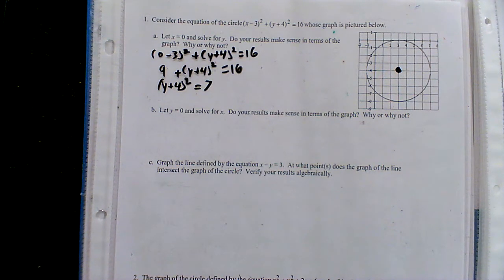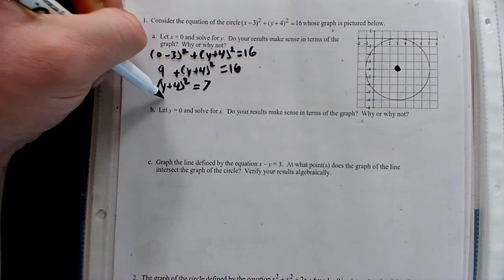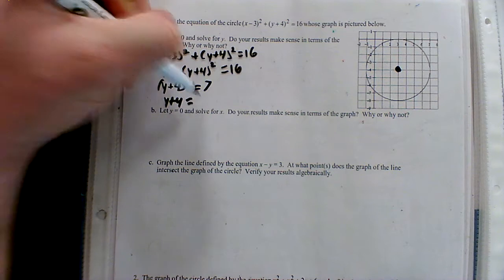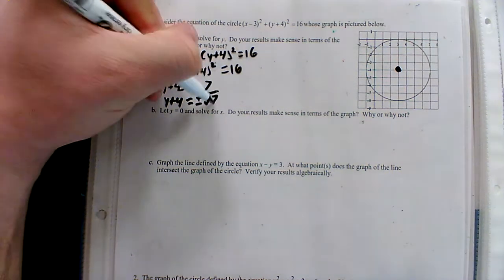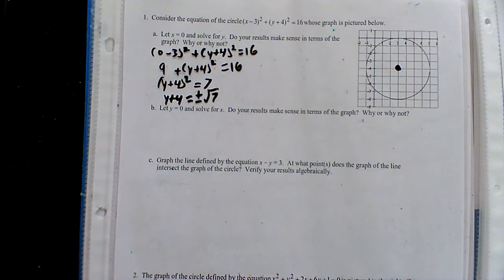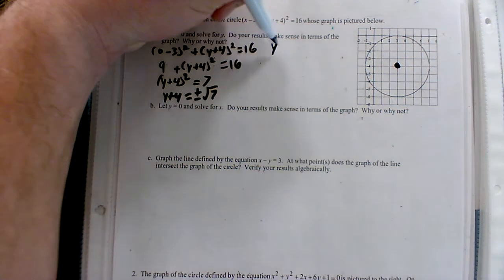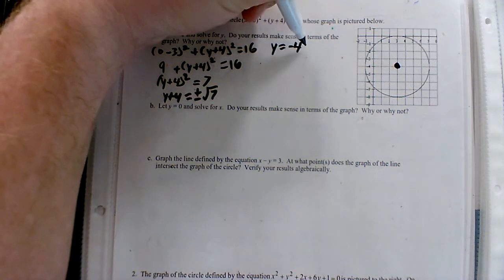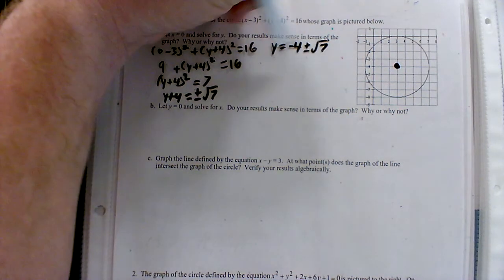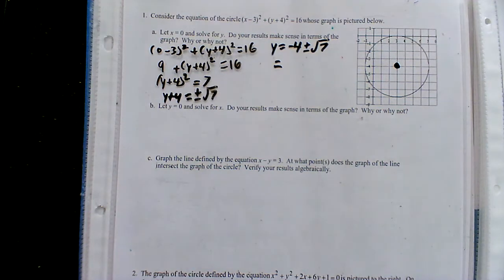What can I do to both sides now? Square root, yeah. Take the square root of both sides. You get y plus 4 equals plus or minus square root of 7. So let's get y by itself. So y is equal to -4 plus or minus square root of 7. Go ahead, get a calculator, give me the 2 decimal answers for that.